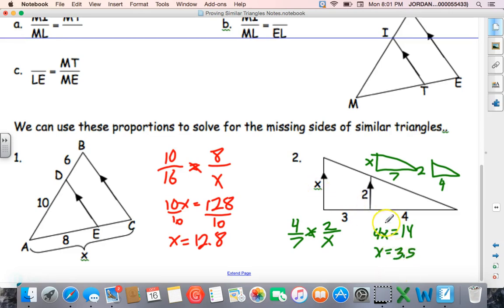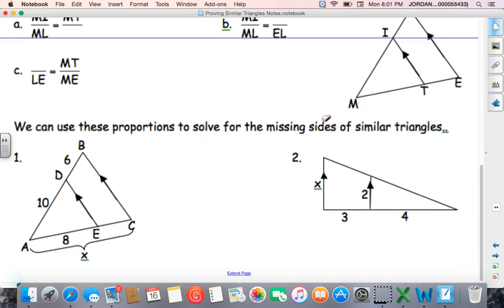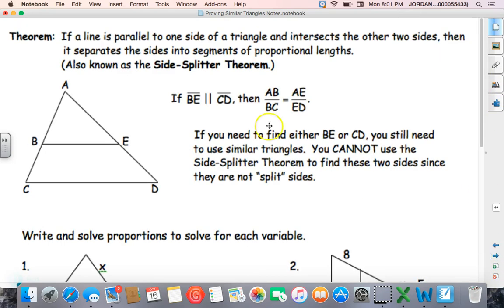Alright, so x must be 3.5. Cool. Alright, let's keep on cruising. So sometimes whenever you have overlapping triangles, there's something that can be a little bit easier to use called the side splitter theorem.